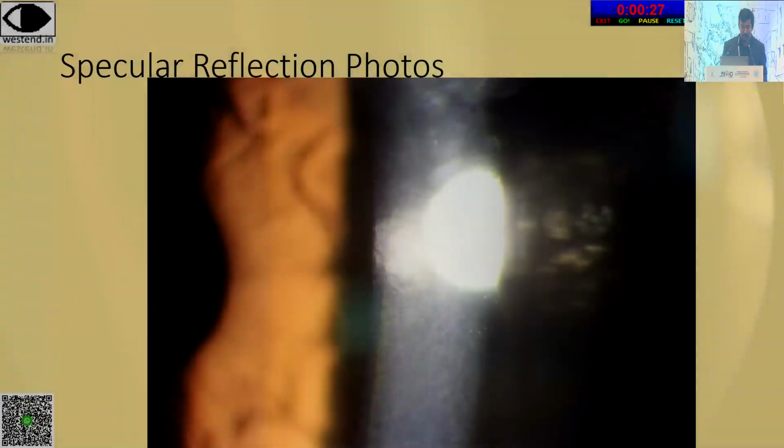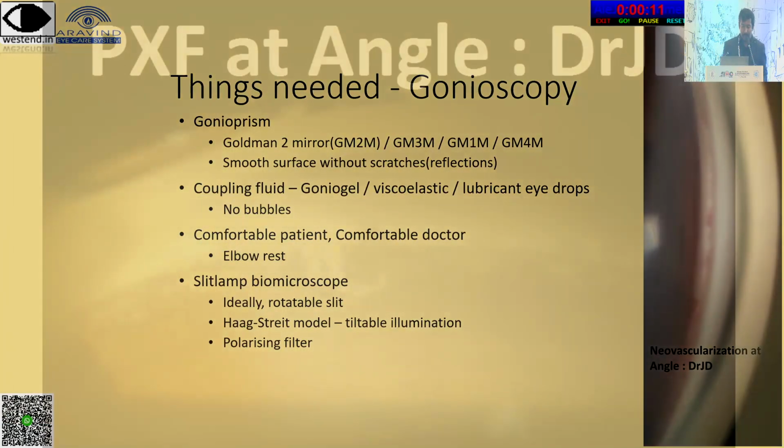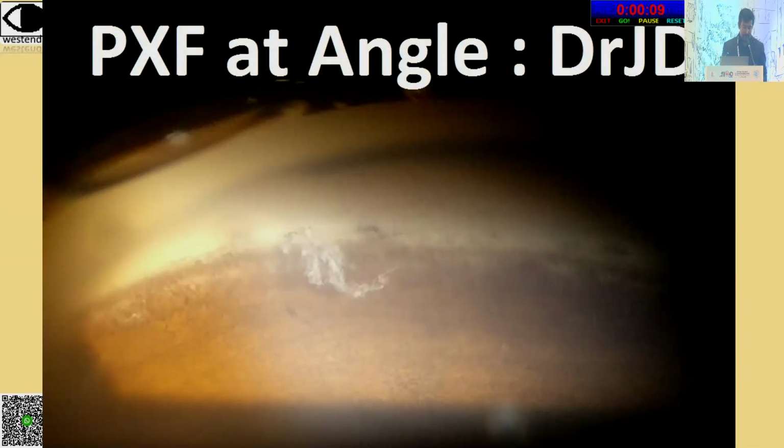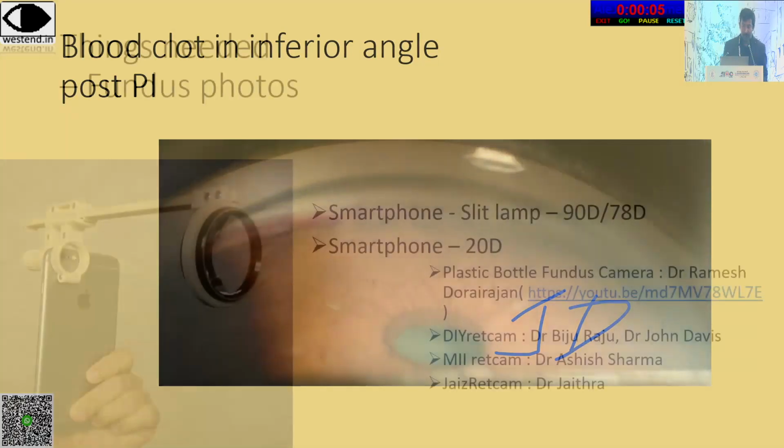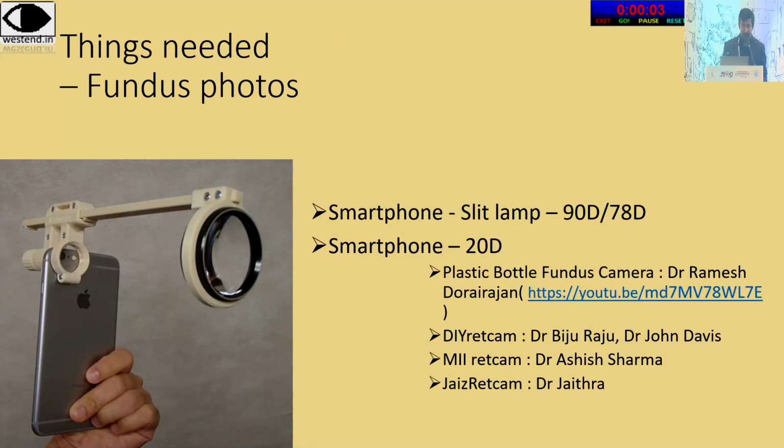Specular photos can be done with the same technique which you use for specular photography, and you have to focus on the inner illumination. So here you have to focus on this part, adjust the brightness, adjust the focus, and then you can get pictures like this. And gonioscopy, I don't need to add anything extra. You just have to make sure that you put it on the adapter so that you don't worry about one hand holding the lens, one hand holding the joystick. Do you have a third hand or not?